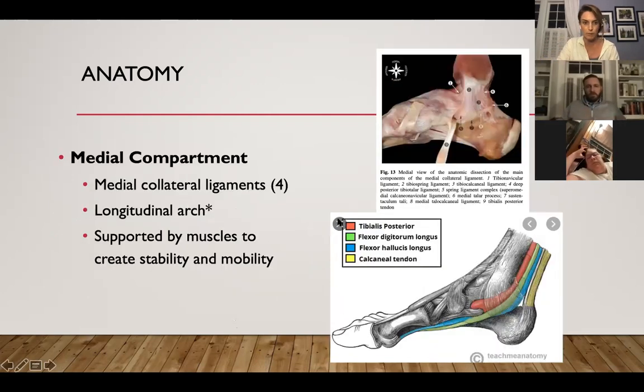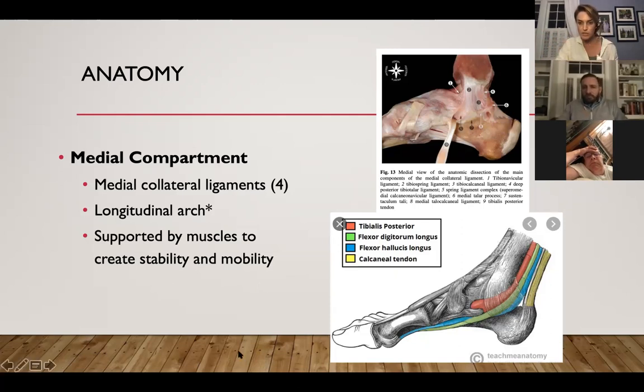So the medial compartment, the inside of the ankle. These are the ligaments in this top picture here. There are 4 of them, and they're called the deltoid ligament together. And then the medial part of the foot creates, I have my little model here, that's where the arch of the foot is. If you think about whether you have flat feet or not, the arch is this inside medial compartment part. And it's supported by muscles and ligaments to create stability and mobility.